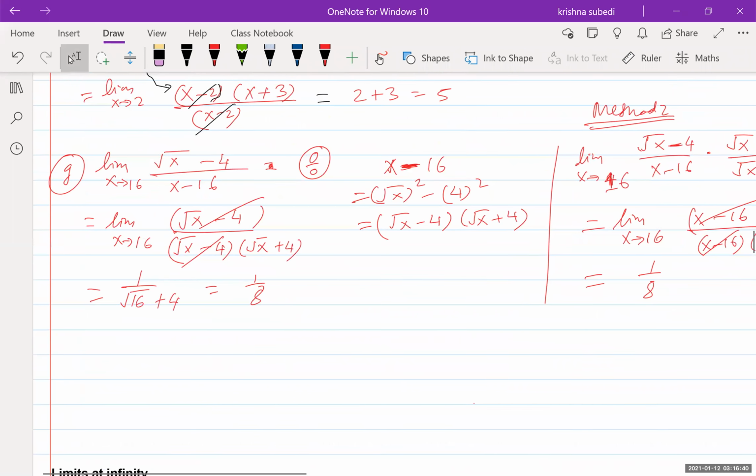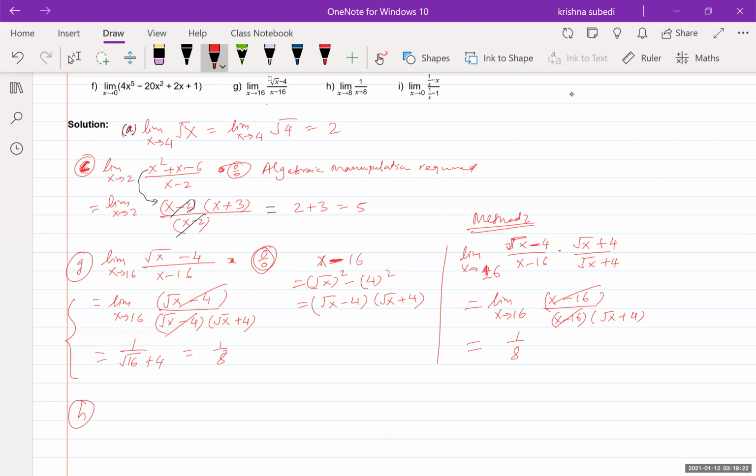Professor, I have one question. Yes. So part H is limit x tends to 8, 1 over x minus 8. Can you try this? Okay, in this case, when you plug in the value, you're going to get 1 over 0. Remember, 0 over 0 is an indeterminate form. Infinity over infinity is an indeterminate form. 1 over 0. Sir, we can add 4 and subtract in the denominator.